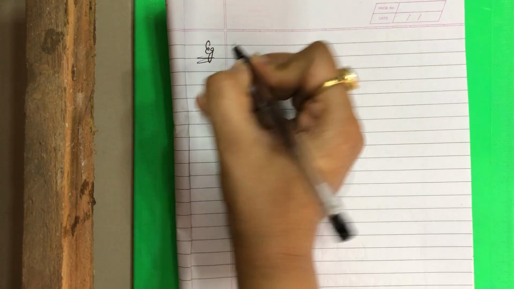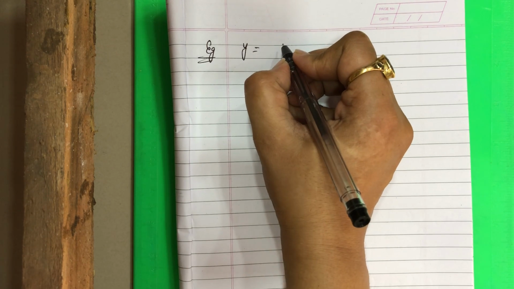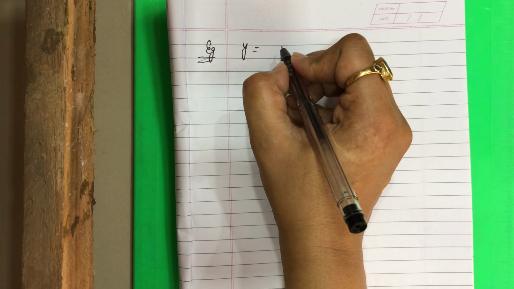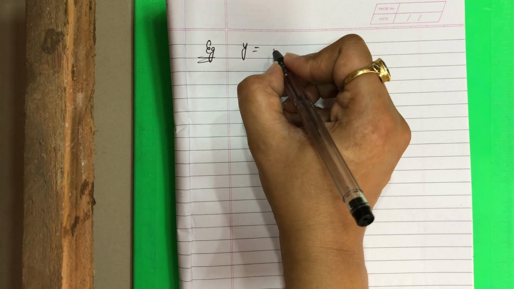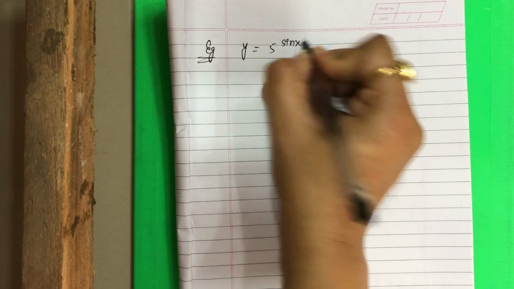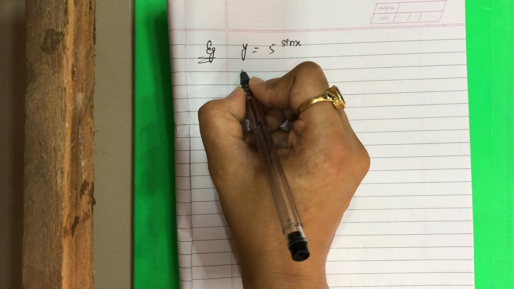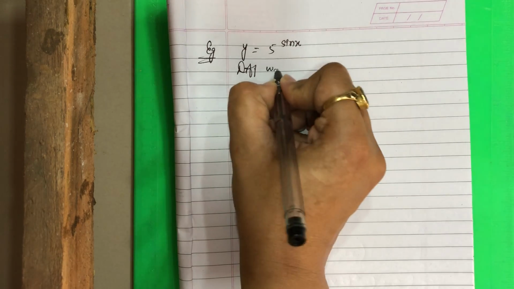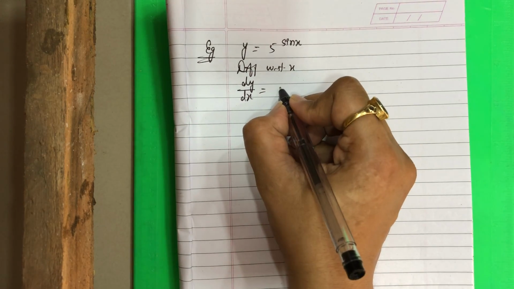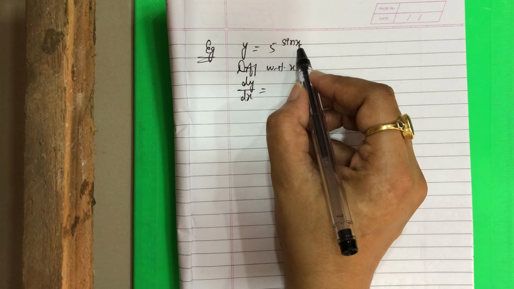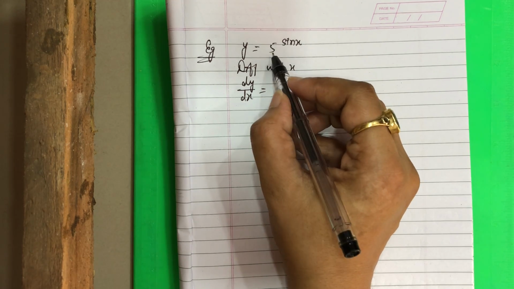Now we are taking an example based on this. Let's take an example of the exponential composite function, that is y is equal to 5 raised to the power sine x. So differentiate with respect to x. This is dy by dx is equal to 5 raised to the power sine x, a raised to the power x. A here is 5.